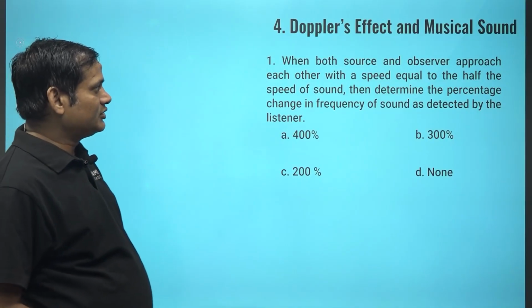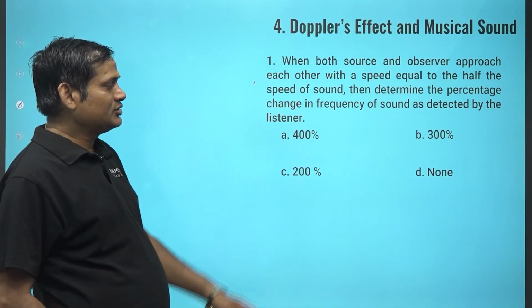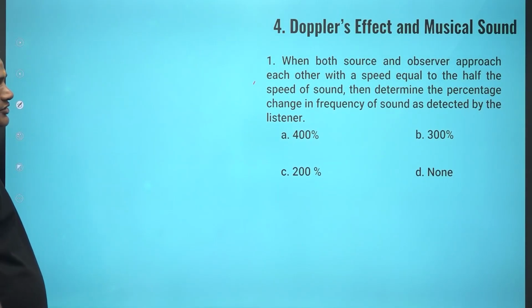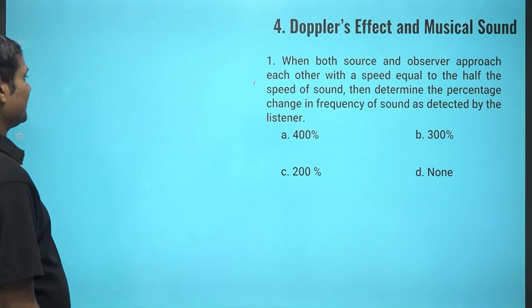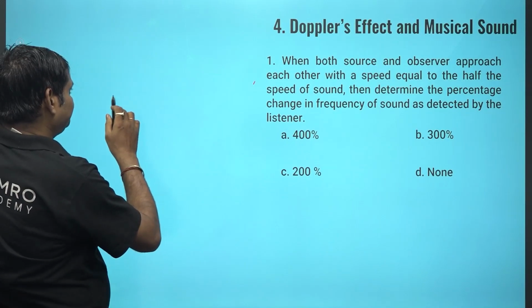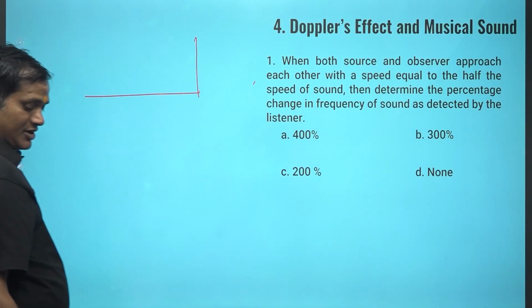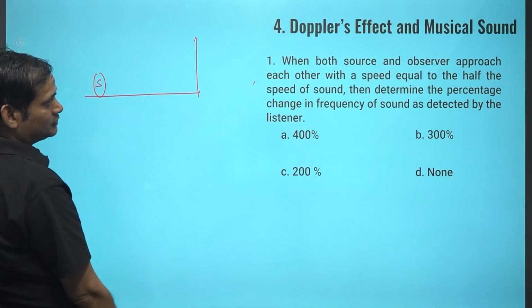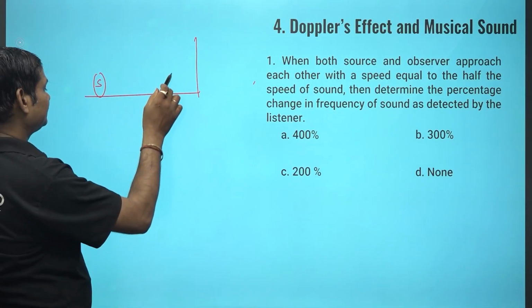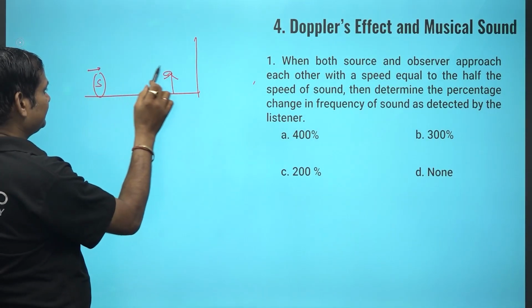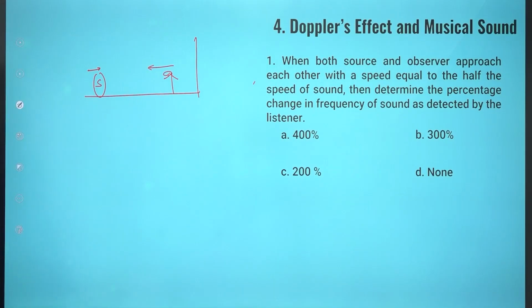Okay, there is a question given: when both the source and observer approach each other with a speed equal to half the speed of the sound, then determine the percentage change in the frequency of the sound as detected by the listener. When both source and observer approach each other, with a speed equal to half the speed of sound.